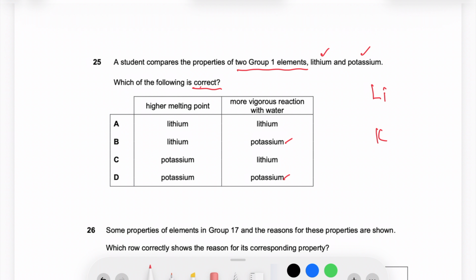Which one will have a higher melting point? The answer will be lithium. The melting and boiling point decreases down the group. So the answer will be B in this case.